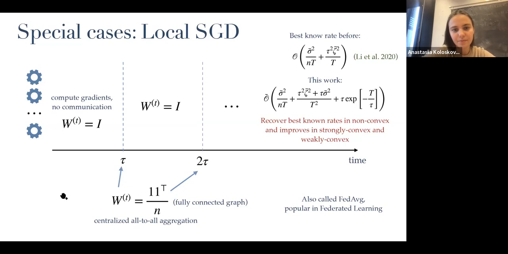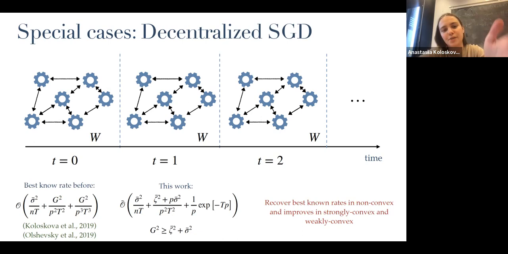Our rates in this case recover and improve, at the time of the paper, on the existing results in all cases. I think now for the strongly convex case we're slightly better, but in the general convex and non-convex cases, I think it's still the optimal rate, the best rate specific to this algorithm, of course. Another special case is just standard decentralized SGD, where you use a fixed matrix at every iteration.